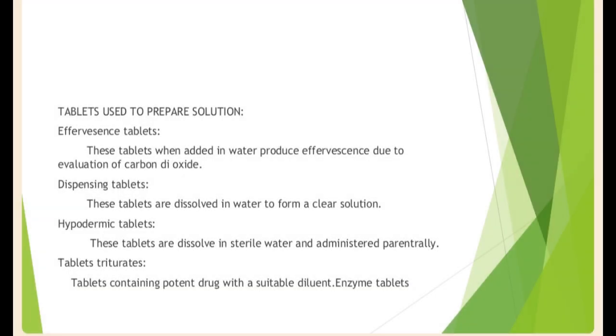Then tablets used to prepare solution. First one is effervescent tablets. These tablets, when added to water, produce effervescence due to the evolution of carbon dioxide. They are designed to dissolve rapidly in water due to the chemical reaction between alkali bicarbonate and acid. Acid means citric acid or tartaric acid. The flavored carbonates also help to mask the unpleasant taste of some drugs. Example, Disprin tablets. These are effervescent tablets due to the evolution of carbon dioxide.